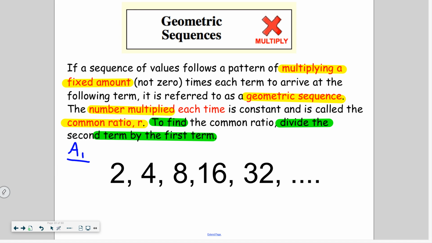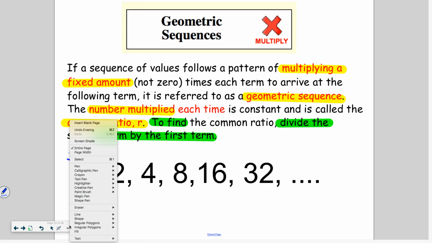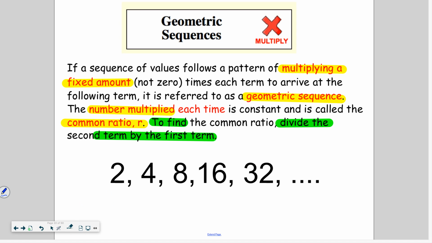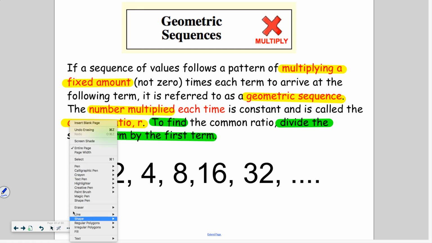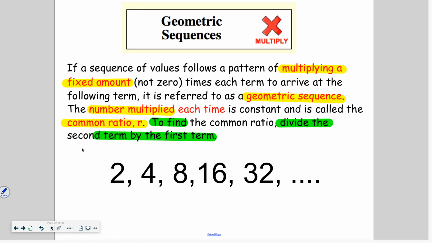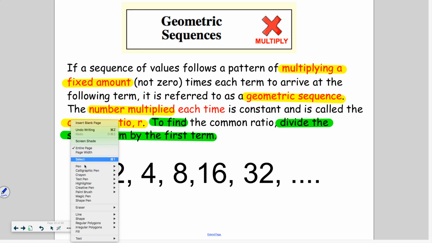Sorry, I've got that all messed up. Let me erase that real quick. All right, there we go. Now, let's go ahead and get back to what we were doing. I'm going to re-highlight this screen real quick. There you go. All right, here we go.